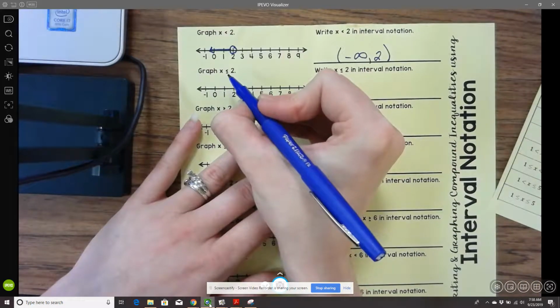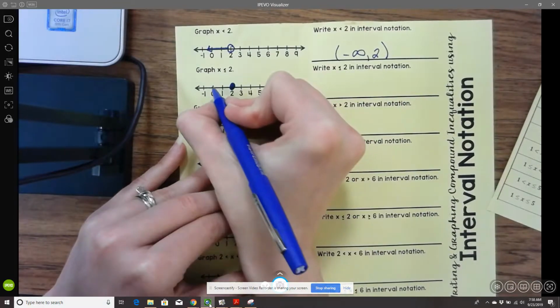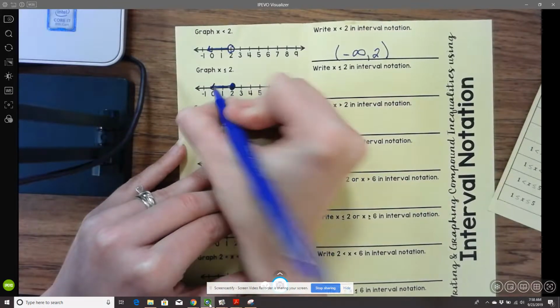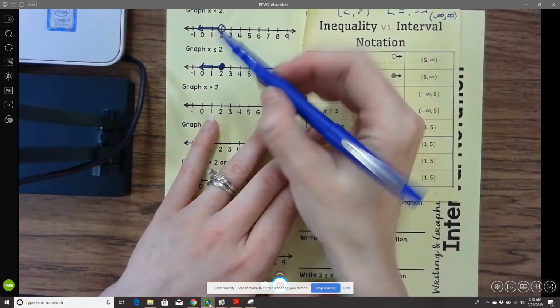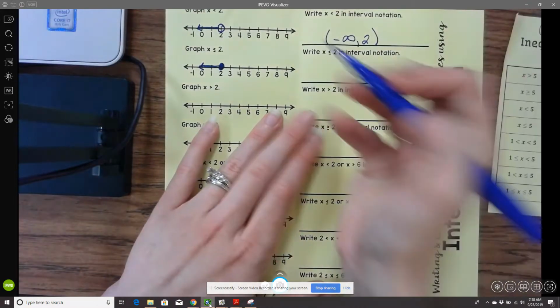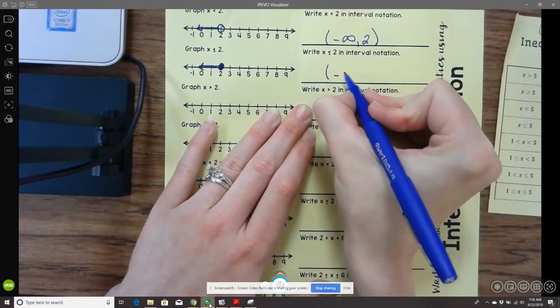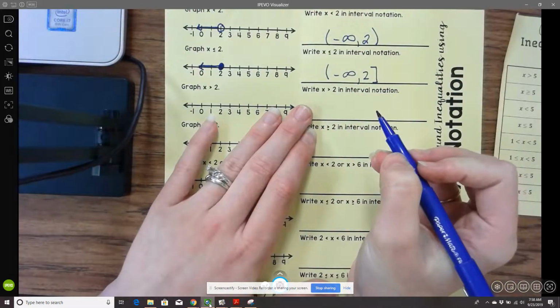Next we've got X is less than or equal to 2. So closed circle. My arrow's still going to go this way. And again, you can match up here. X is less than or equal to 2. And so we're going to have the parentheses again because we're going to have negative infinity. But this time we're going to use a bracket for the 2.